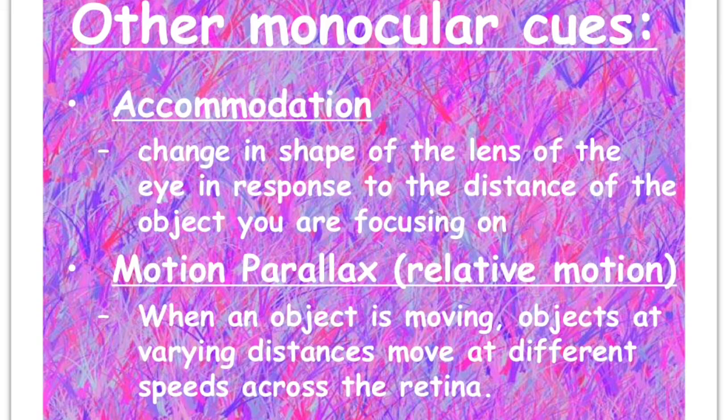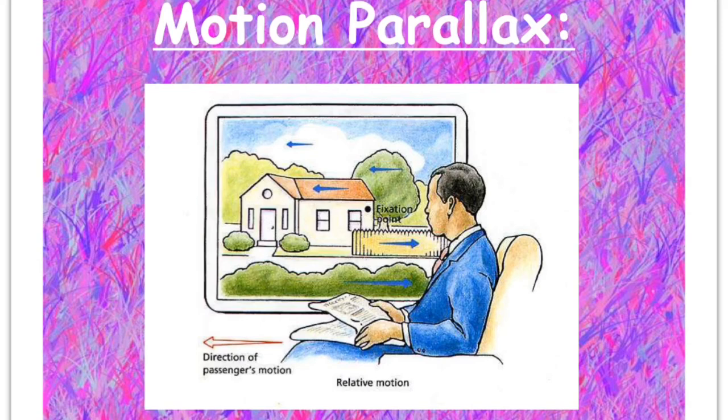And the motion parallax, this relative motion. When an object is moving, objects at varying distances move at different speeds and actually in different directions across the retina. This would be an example of a motion parallax or relative motion. As you're sitting in a train, you fix your eyes on a point, and you'll notice that the things that are closer to you will appear to be moving extremely rapidly. Things a little further away move a little slower. And the things furthest away of all sometimes can even seem to follow you. A really obvious example would be the moon. The moon will seem to follow you for your entire journey because of how far away it is.